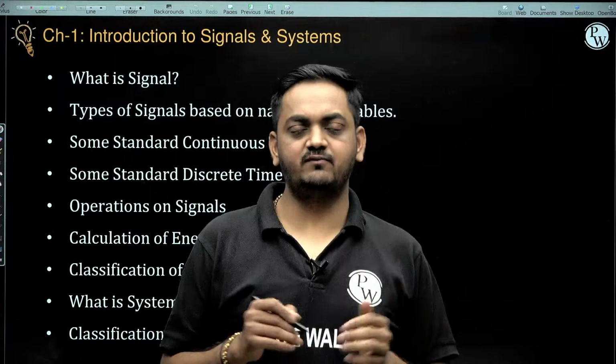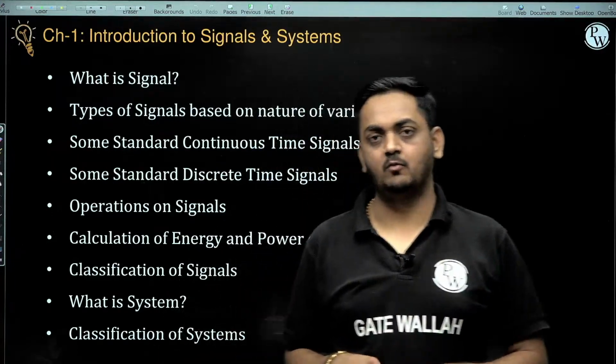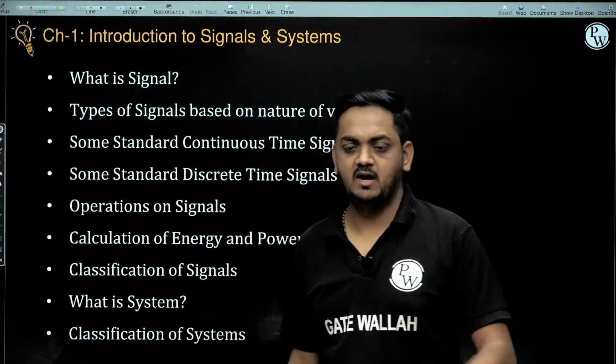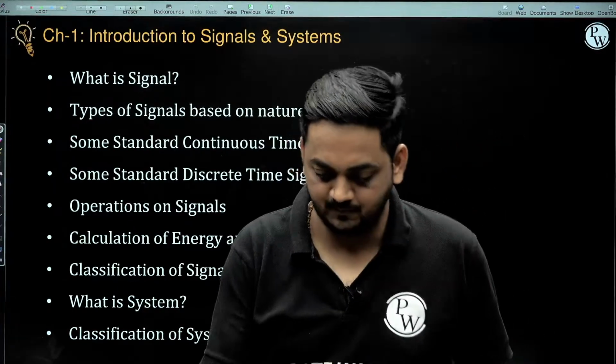So these are the different operations that we can perform on different signals. Again, the same for continuous time and discrete time also, guys.